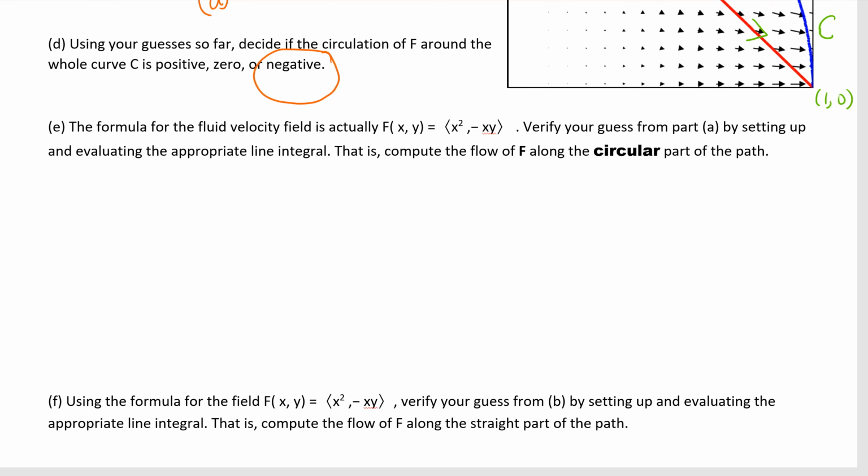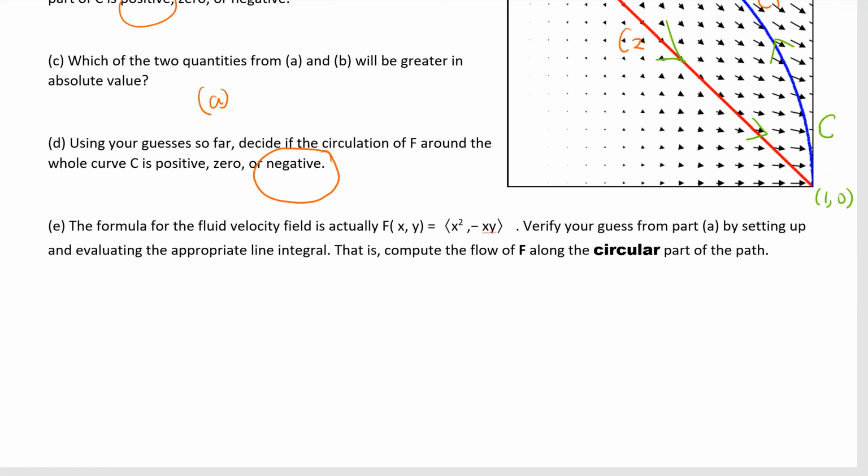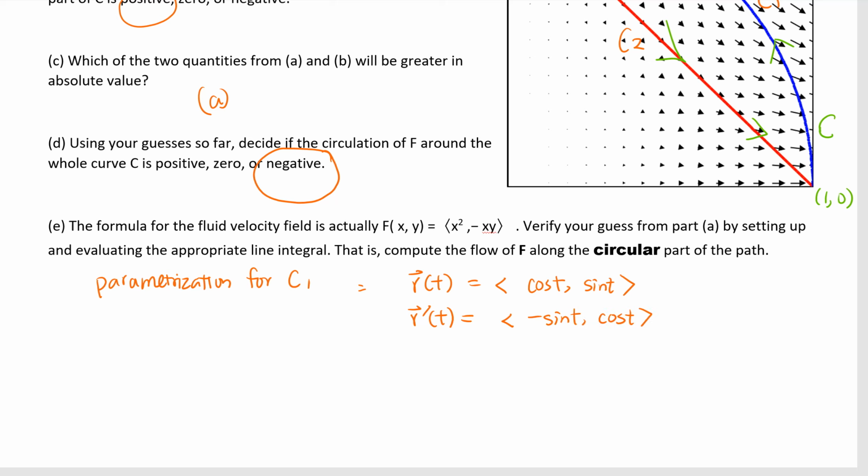Okay, first, let's call this C1. Let's call this C2. And we are looking for C1. Can you find a parameterization for C1? So, for the unit circle, what is the natural parameterization? (cosine t, sine t), right? And then what is the derivative? (minus sine t, cosine t), right?